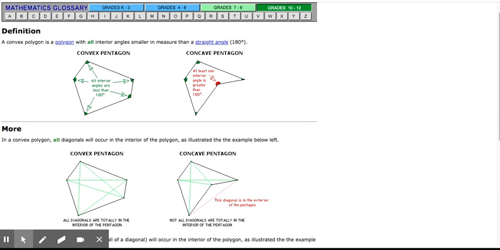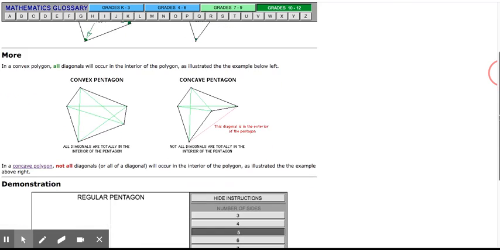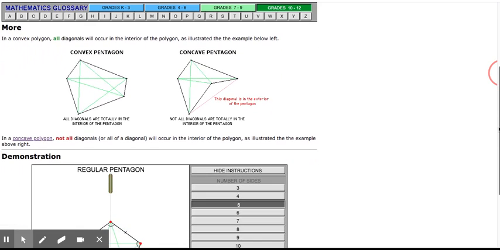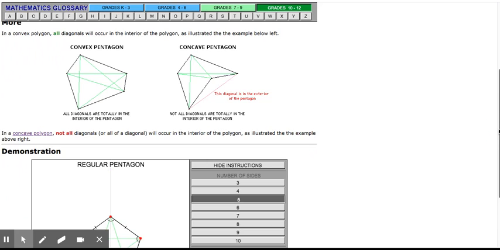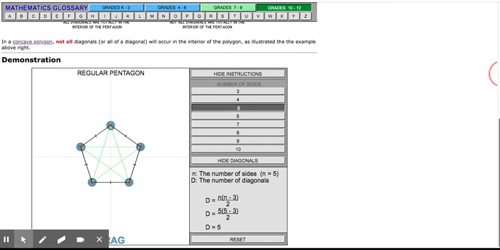So when we're dealing with polygons, we can connect diagonals from the vertices extending to all the other vertices that we can connect in the interior. So these diagonals are all going to be in the interior when you're dealing with a convex polygon. However, when you're dealing with a concave pentagon, not all the diagonals are going to be completely inside. So let's look at this little demonstration that we have here.